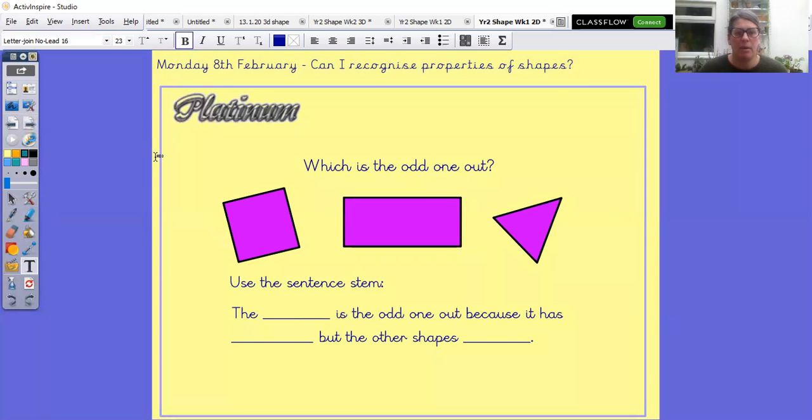And then our platinum, which is the odd one out. Have a look at these shapes and then use the sentence to complete your work. You need to write the shape in there that you think is the odd one out. Is the odd one out because it has, but the other shapes. So have a little look at that and think about it and fill in the blanks.